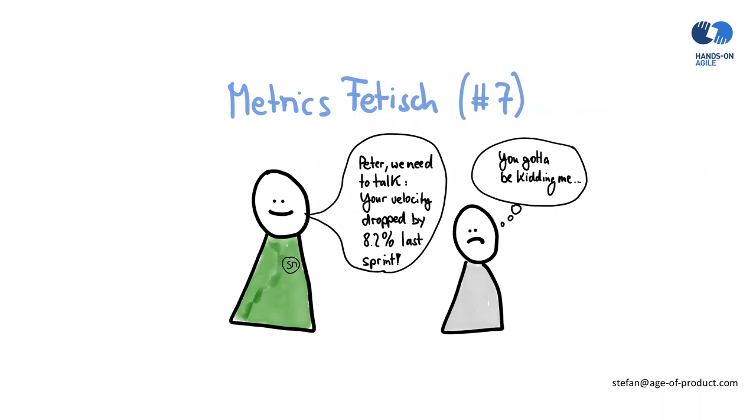This is a classic supervisor hack to reintroduce command and control through the back door. And again, you end up with some sort of cargo cult called Scrum. The Scrum Master is a burndown chart hacker. The Scrum Master focuses his or her work on producing a daily update to the burndown chart.